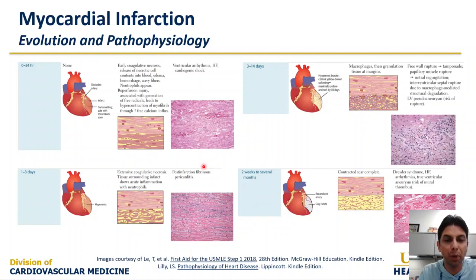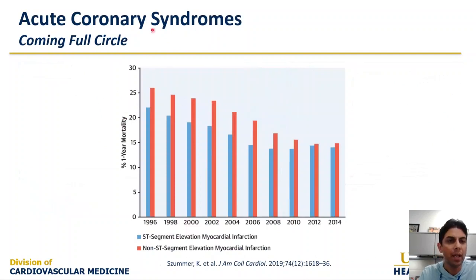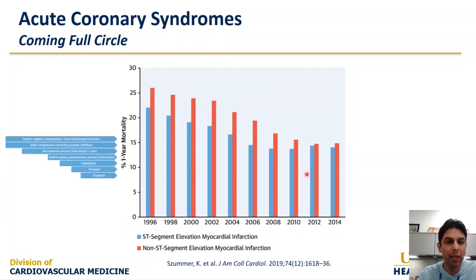So I hope going through this briefly will help you in your review for step 1 when you get to that point. Okay, coming full circle with acute coronary syndrome. So you saw this table. You saw the percent 1-year mortality, and you saw 1996 over to 2014, and you saw how there's a decline first in terms of the STEMI population, and that's shown in blue here. As far as aspirin, heparin, fibrolytic therapy, that was some of the initial improvements we saw.